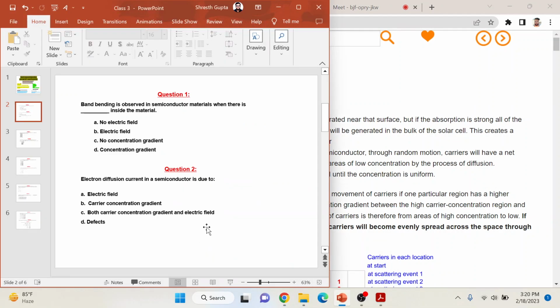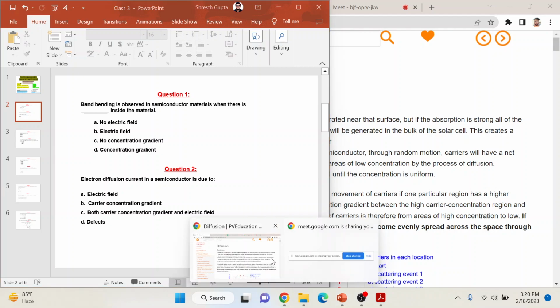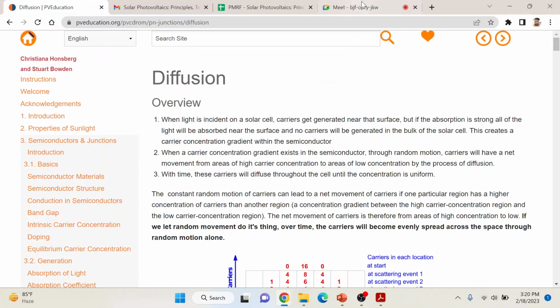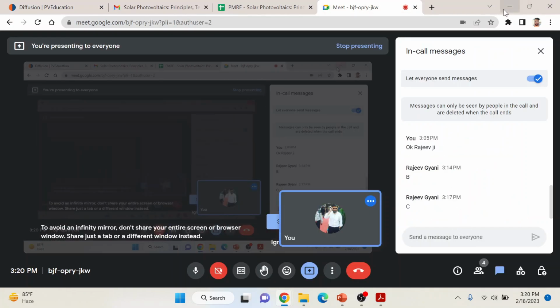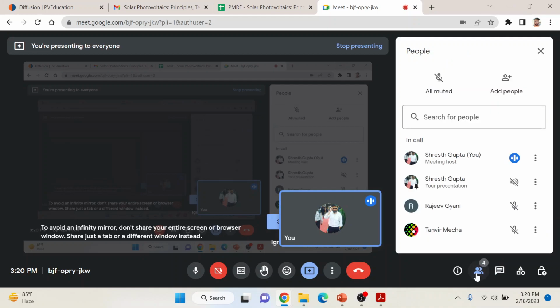So the question is that electron diffusion current in a semiconductor is due to electric field, carrier concentration gradient. I have already told the answer, by the way. There was a definition: both carrier concentration gradient and electric field, or defects. And Rajiv ji has said, I guess, something C. Okay, Tanveer, if you can tell me after seeing the definition, what do you think the plausible answer is?